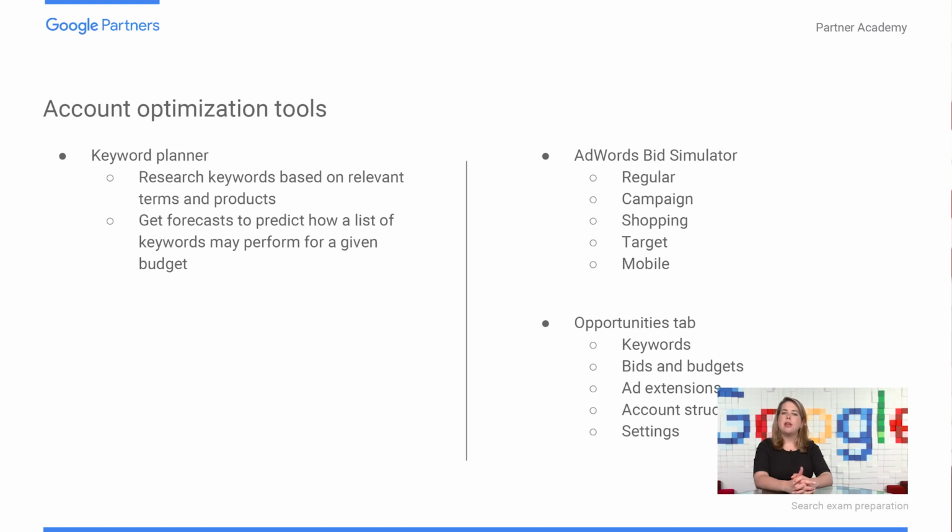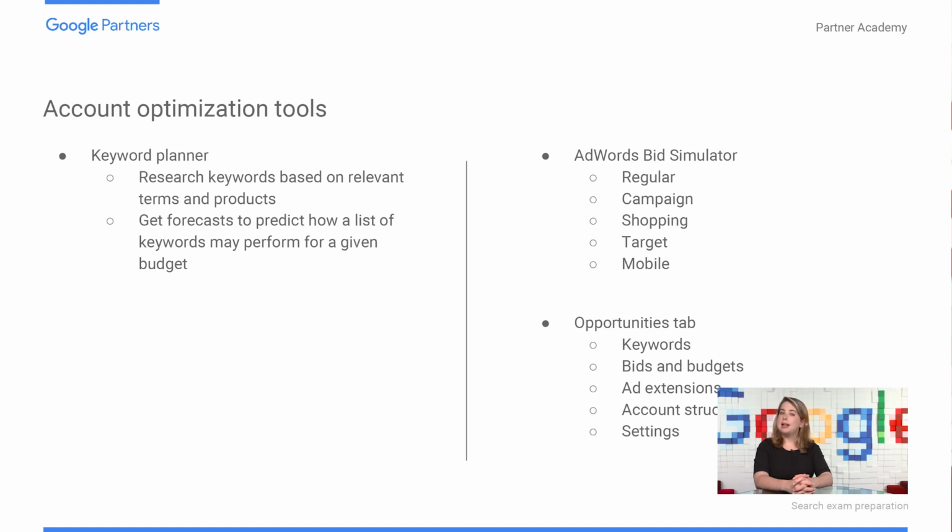For keywords, you can add new keywords, add negative keywords, and use phrase or broad match types. Bids and budget: use estimated top of page bid, use estimated first page bid, lower bids for campaigns limited by budget, raise bids to show your ads more often than similar advertisers, set location bid adjustments, and raise your budget.